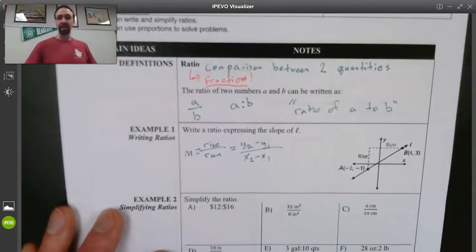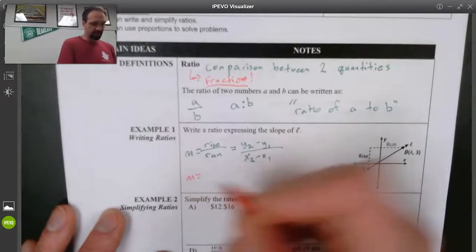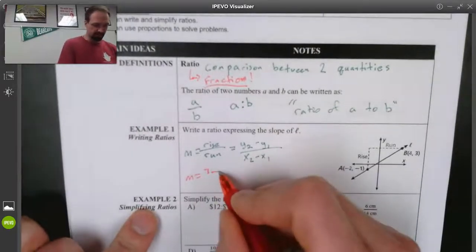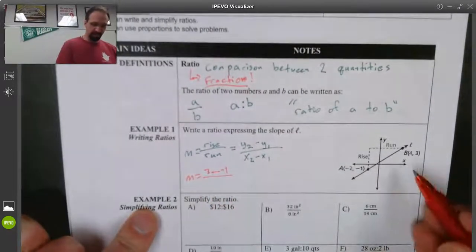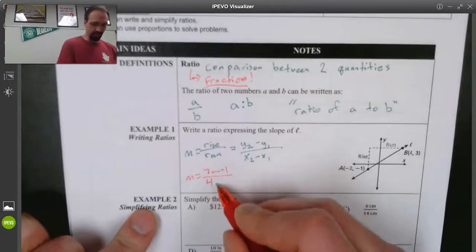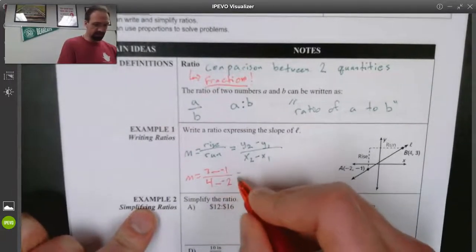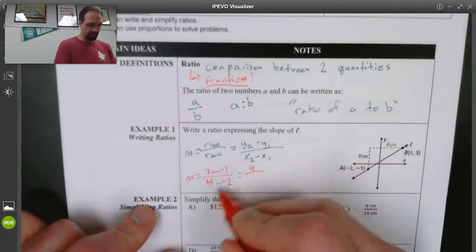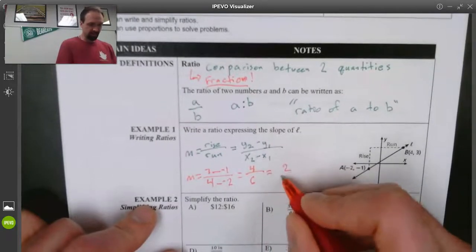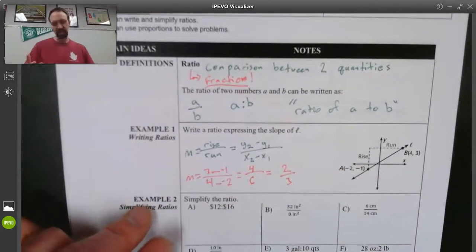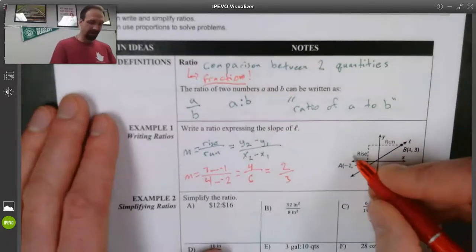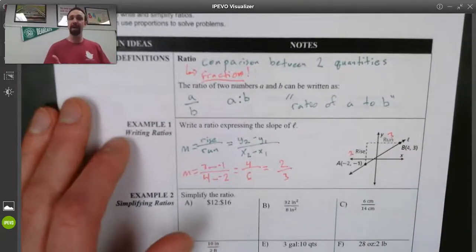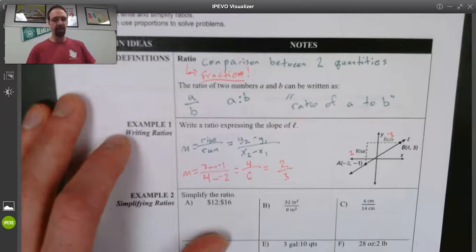So if I just substitute these numbers: y sub 2 is 3, minus y sub 1, so minus a negative 1, divided by 4, minus negative 2. 3 minus a negative 1 is 3 plus 1, which gives us 4, over 6, and then always reduce. So this ratio is 2 to 3. We're going to rise 2 and run 3 in the positive direction, so I move up 2 and then move to the right 3.